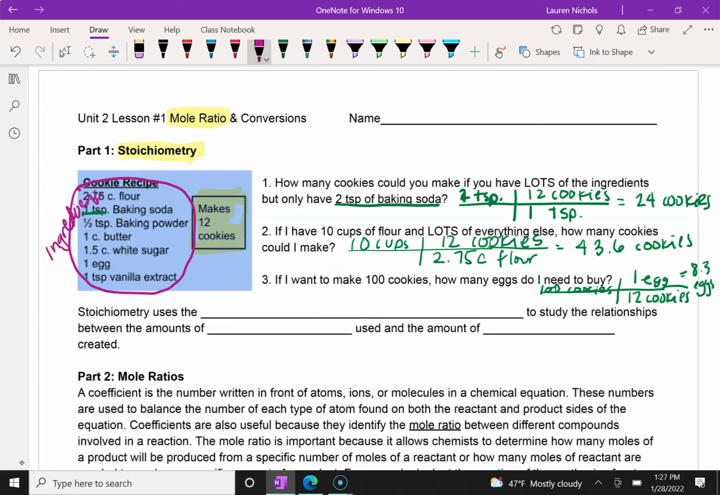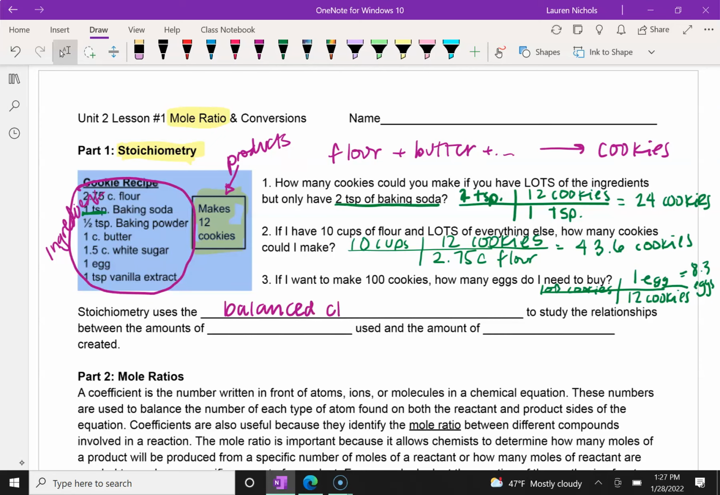So we can see here that in our recipe, we have our ingredients, right? These are the ingredients. And the cookies, that's the product. So in a chemical reaction, that would be like saying flour plus the butter plus everything else produces the cookies. And this relationship between all of the chemicals is what stoichiometry is all about. And yes, this is pronounced stoichiometry.